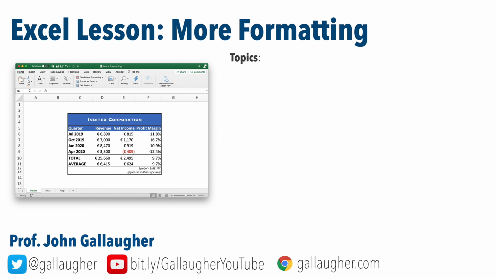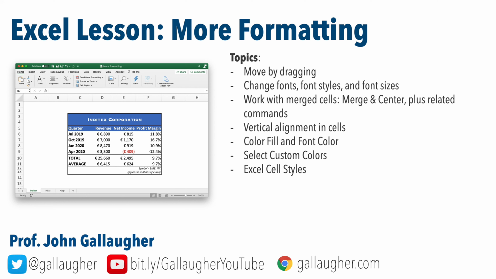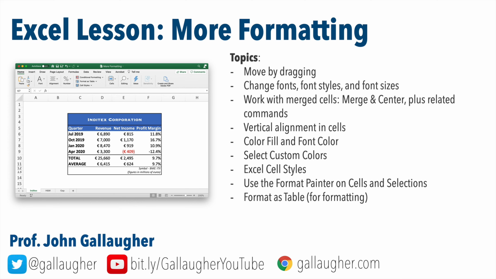So once again, we've covered a ton of new topics. We learned how to move by dragging, how to change fonts, font styles, and font sizes, how to work with merged cells, merge and center, plus related commands. We learned to use vertical alignment in cells, color fill, font color, how to select custom colors, how to use Excel's built-in cell styles, how to use the Format Painter on cells and selections, format as table for formatting, how to remove the table feature using convert to range. We removed grid lines, and we worked with cell borders and selection borders.